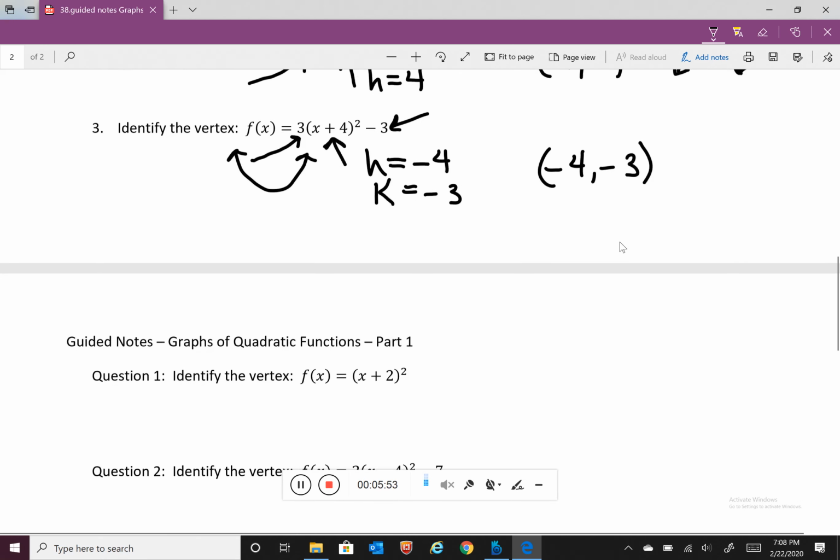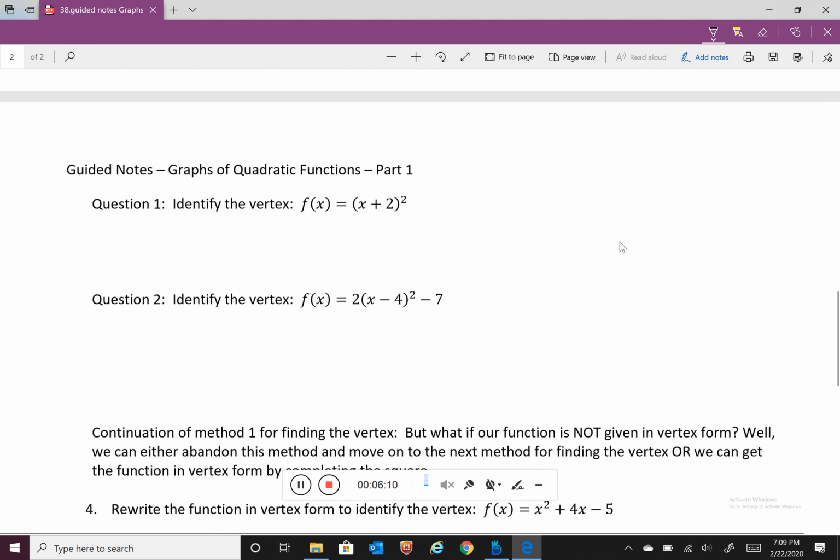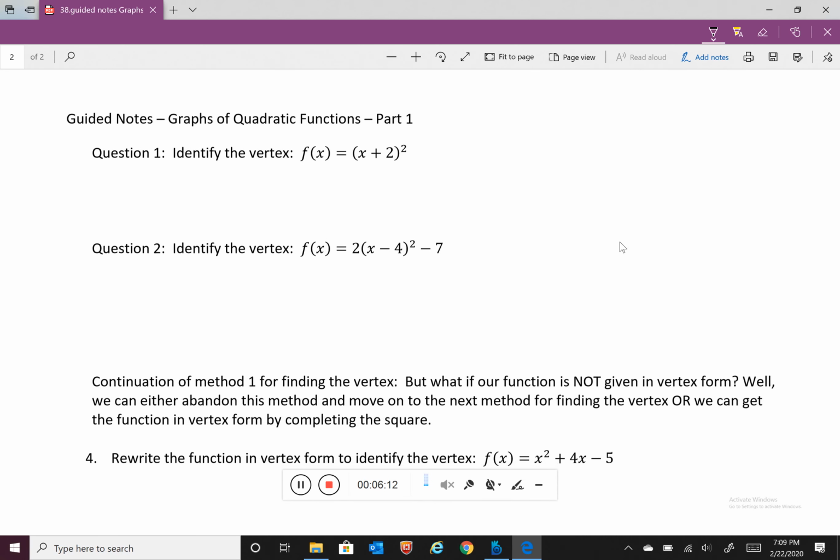You have 2 questions. Identify the vertex for f of x equals the quantity x plus 2 squared. And for your second question, again, identify the vertex for f of x equals 2 times the quantity x minus 4 squared minus 7.